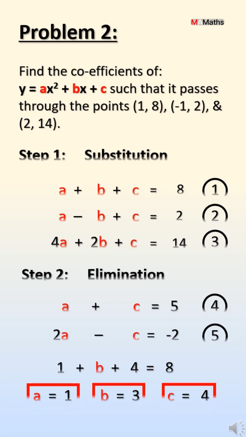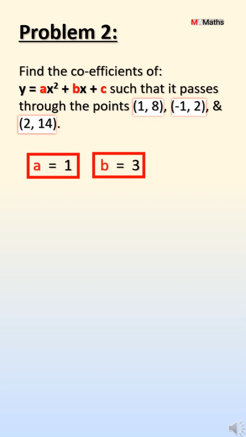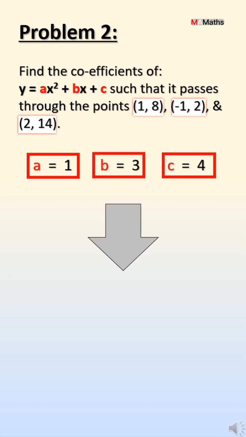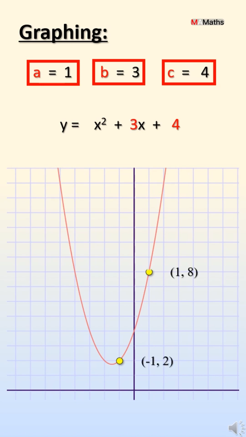Those are our coefficients. So from the previous slide, we saw that substituting the points (1, 8), (minus 1, 2), and (2, 14) gave us the coefficients. A equals 1, B equals 3, C equals 4. So our quadratic is y is equal to x squared plus 3x plus 4. Once again, here's the confirmation with this parabola. Here's the curve y equals x squared plus 3x plus 4. And again, those 3 points lie on the curve.